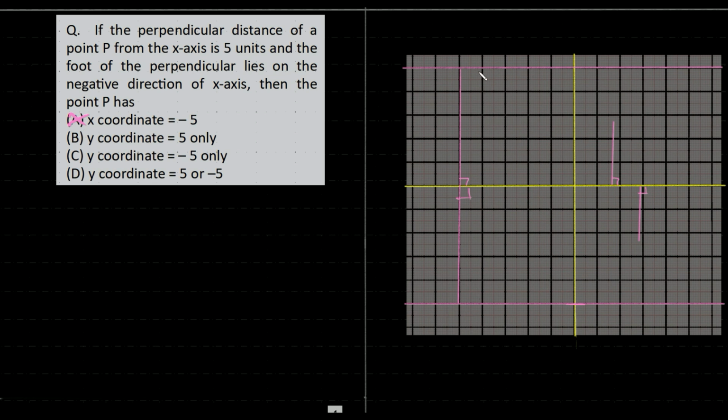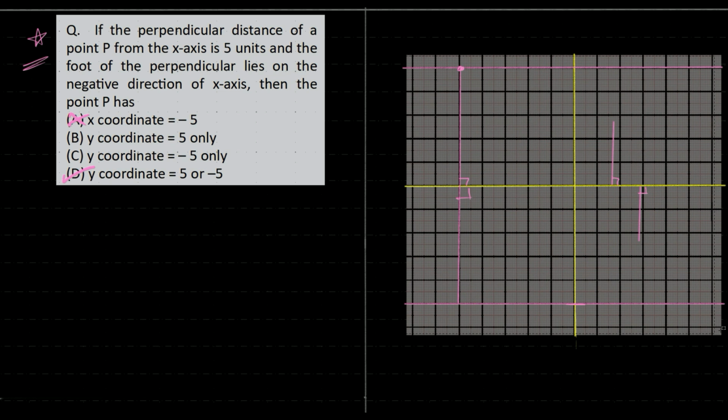So we are clear with the height. We are clear with how far it is from the x-axis. It can be either positive 5, if not negative 5. So this is a good question. Okay guys, this is something that you can make a note of.